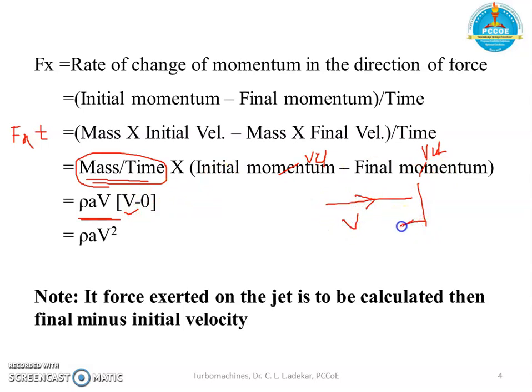Is there any velocity in the x direction after impingement? No. So v is the initial velocity, 0 is the final velocity. So your expression for the force exerted by the jet on the stationary plate will be rho a v square. If you want to calculate the force exerted by the plate on the jet, you take the final momentum minus the initial momentum, 0 minus v, so Fx will be minus rho a v square. It is minus when you calculate the force exerted on the jet by the plate.